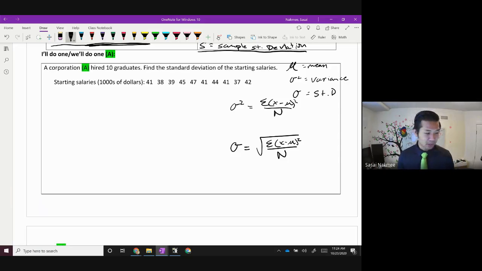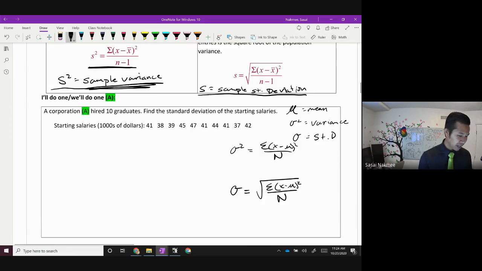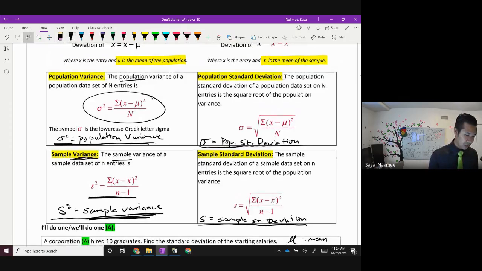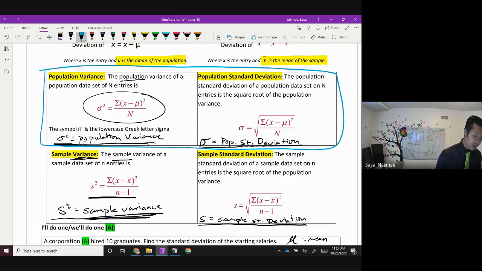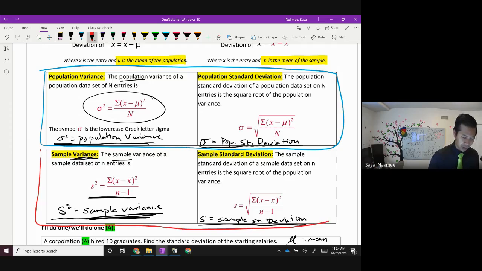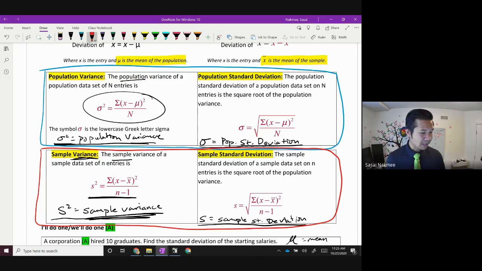How do you know what formula to use? This one was a bad example, Michael. If it's a population, it's just all of this to calculate your variance and your standard deviation. If you know it's a sample, then it's going to be all of this for your variance and your standard deviation. But this particular problem was a bad example because it doesn't state clearly if it's a population or if it's a sample.